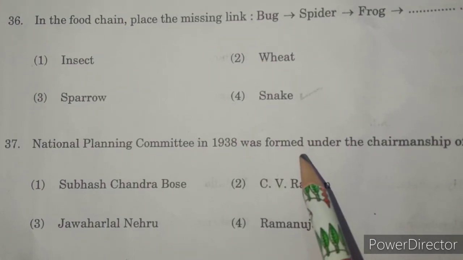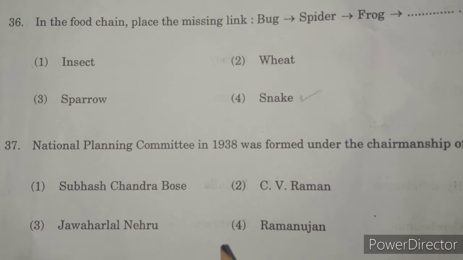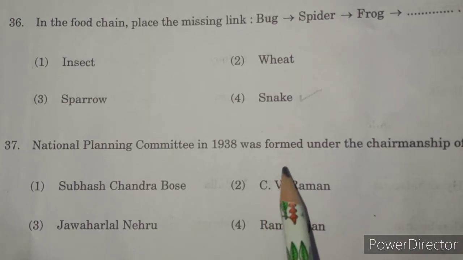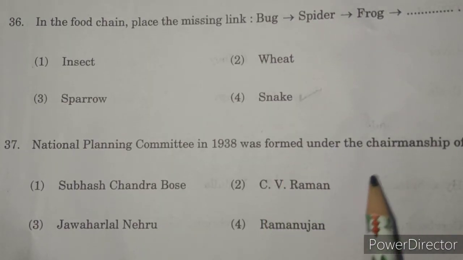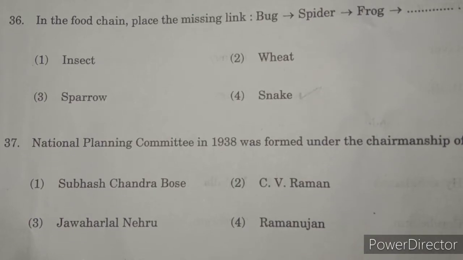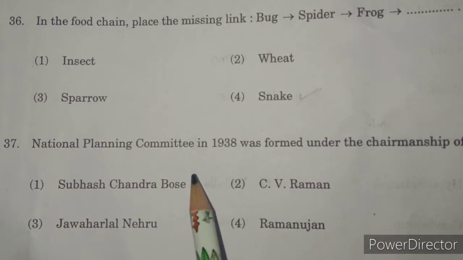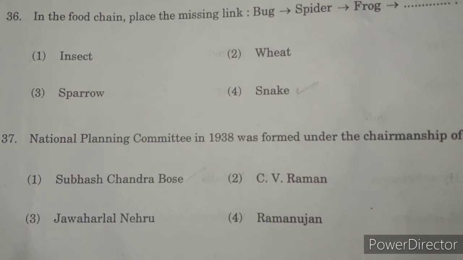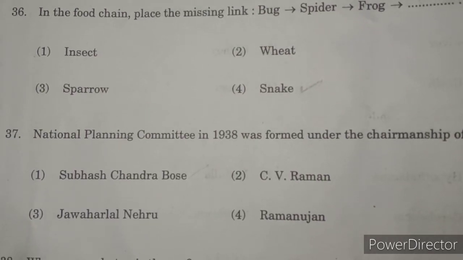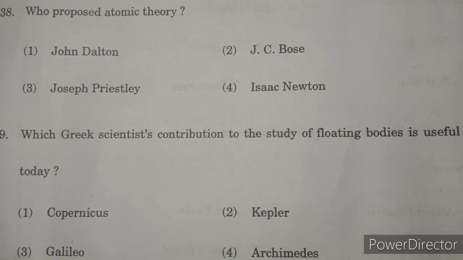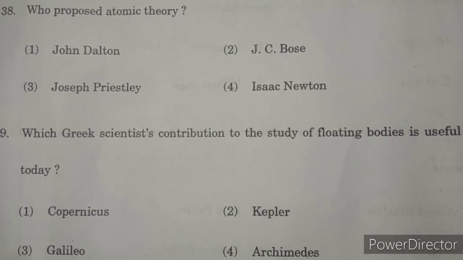National Planning Committee in 1938 was formed under the chairmanship of Subhash Chandra Bose. Next question. Who proposed atomic theory? First is correct answer, John Dalton.